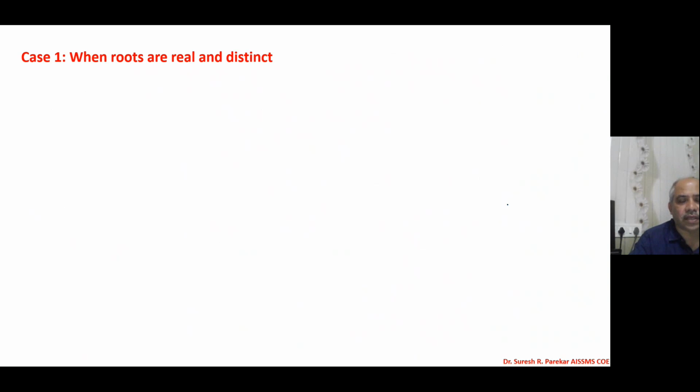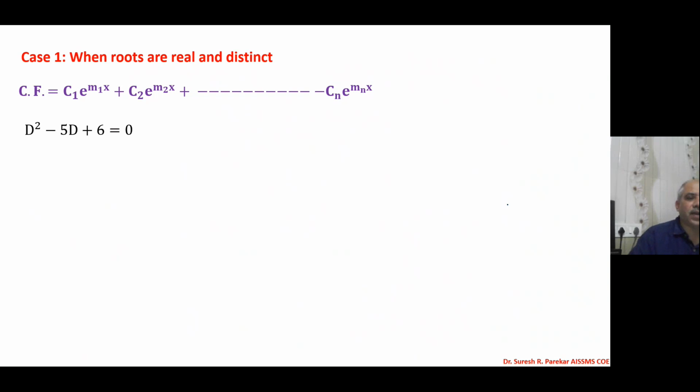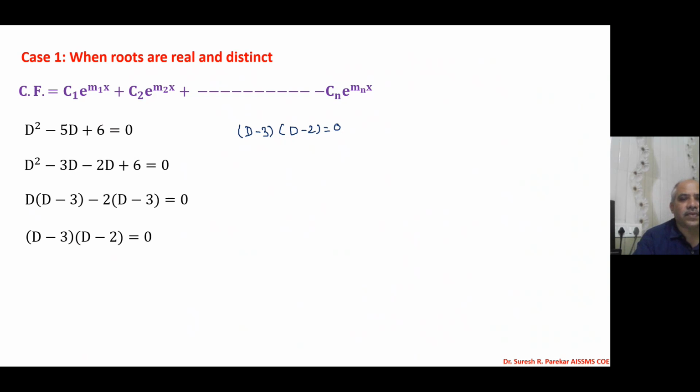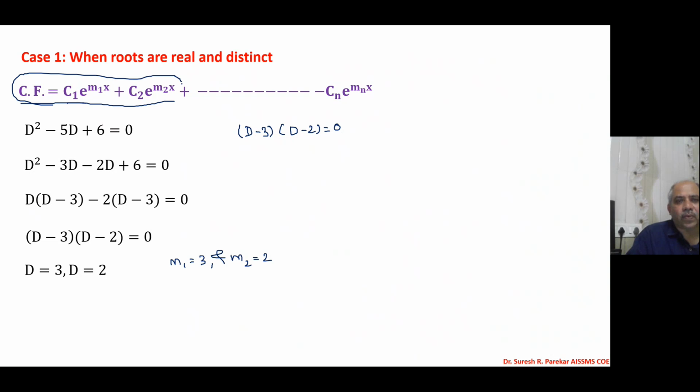Now we will see how we will solve this. Let us first take d square minus 5d plus 6. Now if we see this, we have the equation d minus 3, d minus 2 equal to 0. I have solved this actually, and from this we are going to get d equal to 3 and d equal to 2, or I can write this as m1 equal to 3 and m2 equal to 2. We have two roots only, so my complementary function will be this portion only, and m1 I have to put as 3 and m2 as 2. And I have this as the solution of the linear differential equation of degree 1.